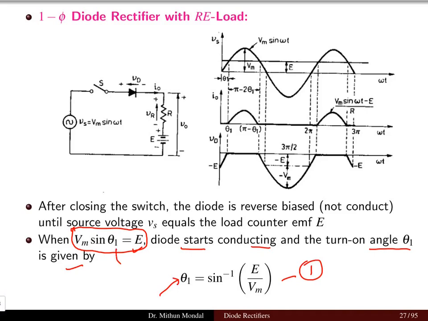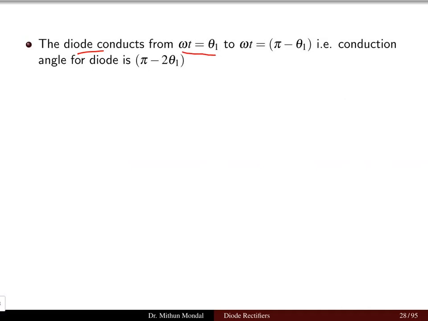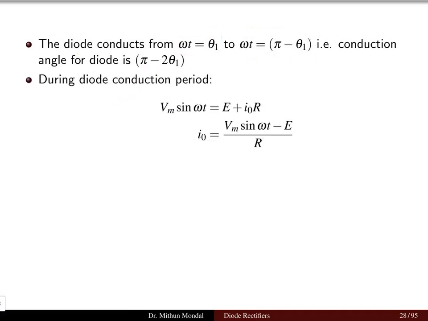This equation is coming from the source voltage, which is Vm sin omega t. Instead of a certain time omega t1, we are substituting the value of theta 1. Theta 1 is the instant from where the diode will start conducting and there will be current flowing in the circuit. So theta 1 is equal to sine inverse of E by Vm. The diode conducts from omega t equal to theta 1 to omega t equal to pi minus theta 1. Hence the total conduction period of the diode is pi minus 2 theta 1.